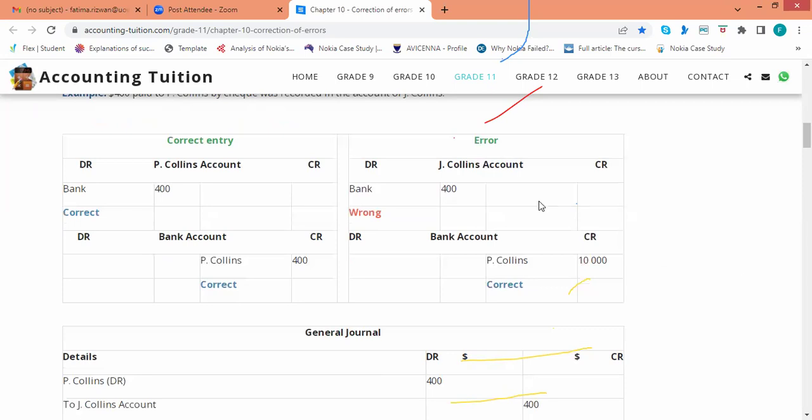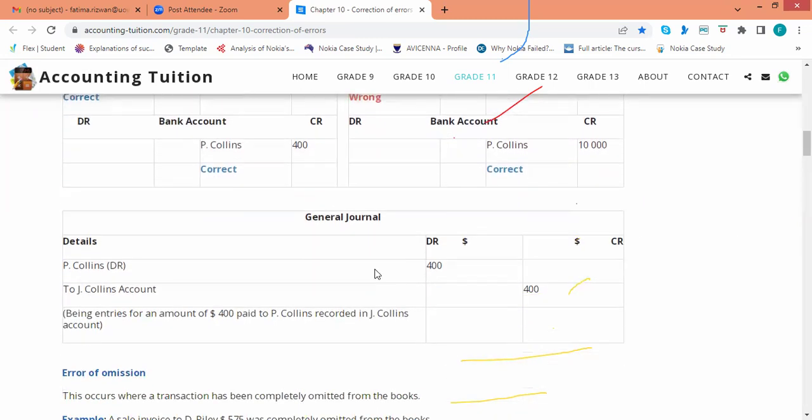If you have any confusion regarding this, see, this is the bank account. In bank account, P Collins is being credited. That means they have not made the journal, they are making a T account. Don't get confused. I asked you to make just one journal entry, not the T account. But over here, they have made the T account. For example, P Collins was supposed to be debited, right? And bank was supposed to be credited with the name P Collins. They have made the T account and not the journal. This is where they have made the rectifying entry over here. This is the journal.